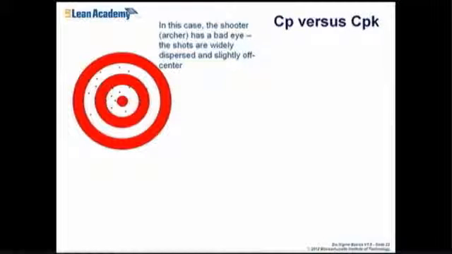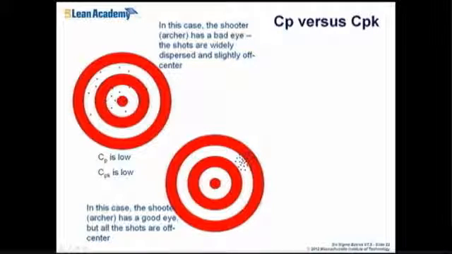What we do with these 2 measures is different. Here we have an archery example. This is a classic statistically characterizable process. We have shots that are both widely dispersed and off-center. So how would we characterize that? It's basically low on both metrics, right? It's widely dispersed and it's off-center.